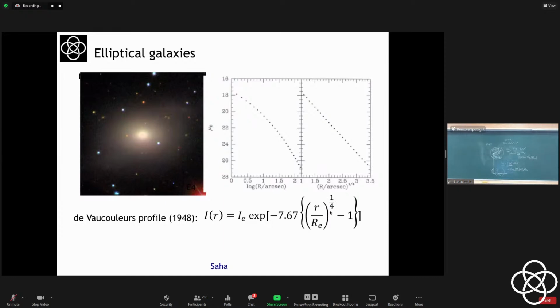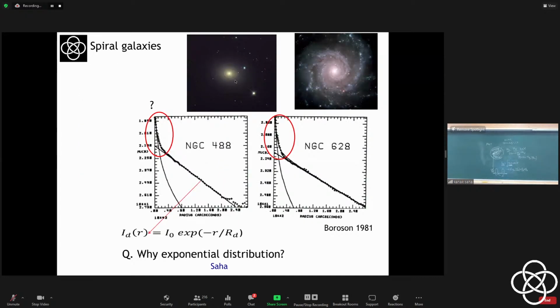In general this is called the Sersic profile, where 1/4 is replaced by 1/n. In a spiral galaxy, you can do the same thing, and apart from the central part, most of the galaxy follows an exponential distribution. The same thing like this.